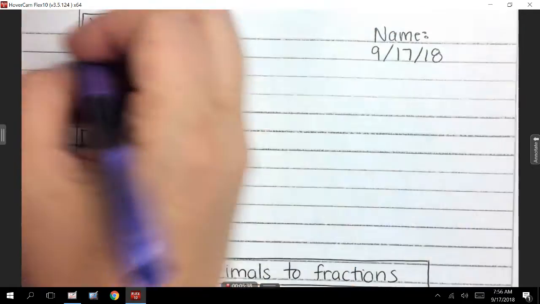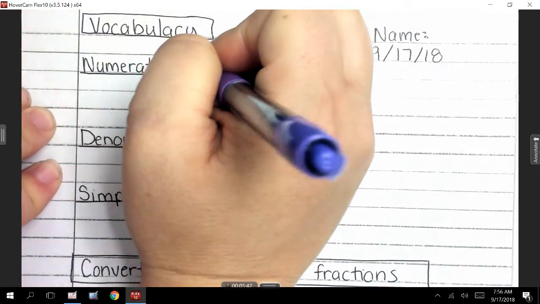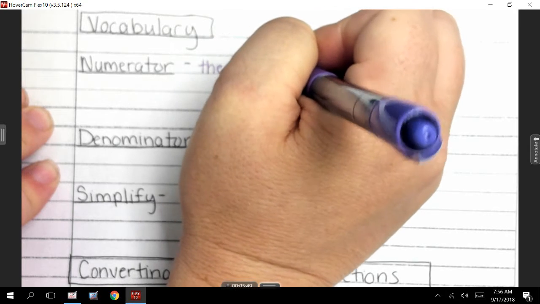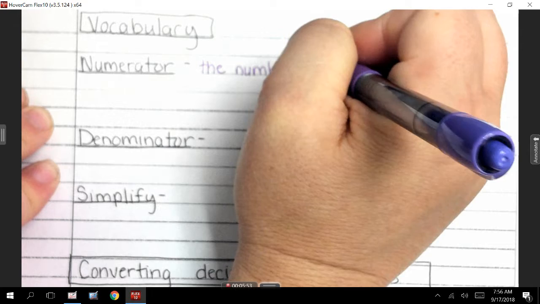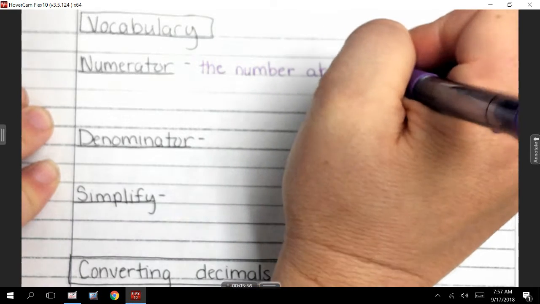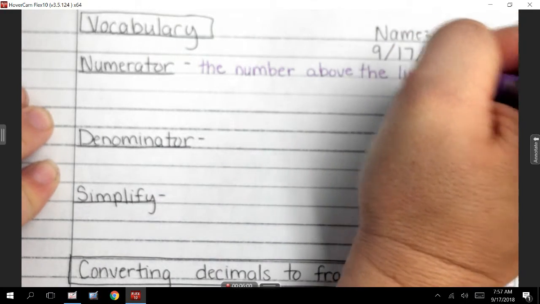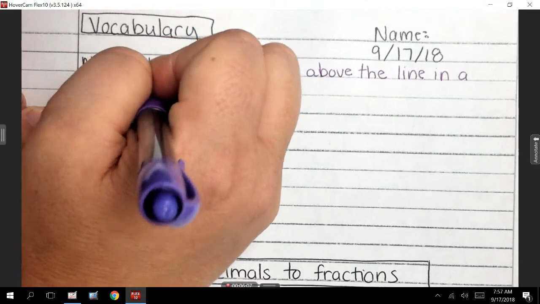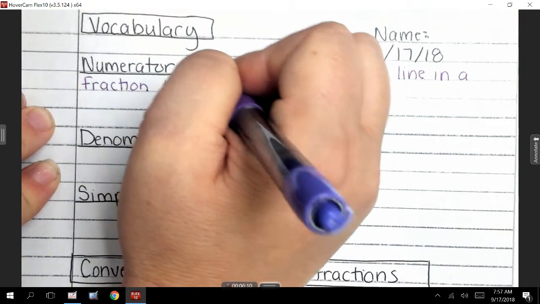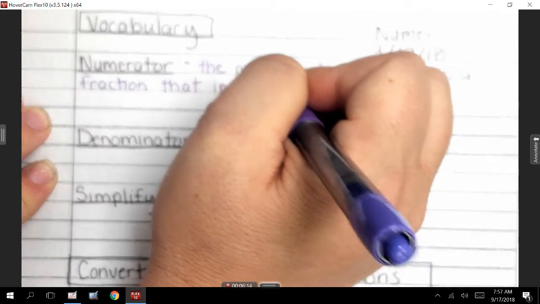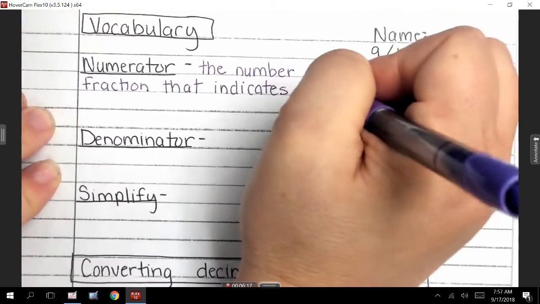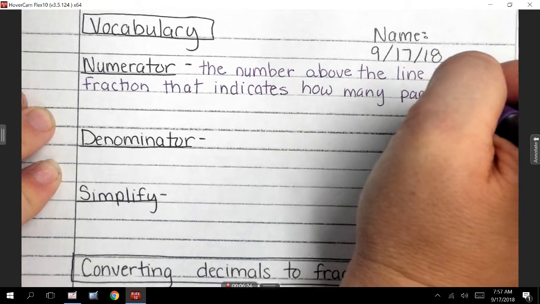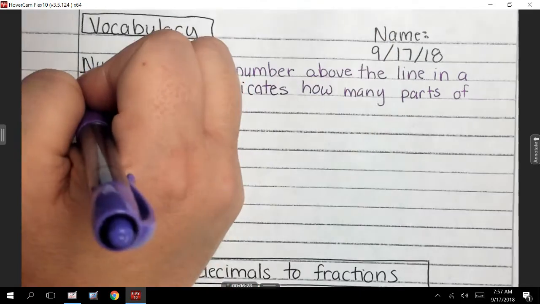All right, so we're going to label that. We're going to write out a more exact definition. It's the number above the line in a fraction that indicates how many parts of the whole amount.